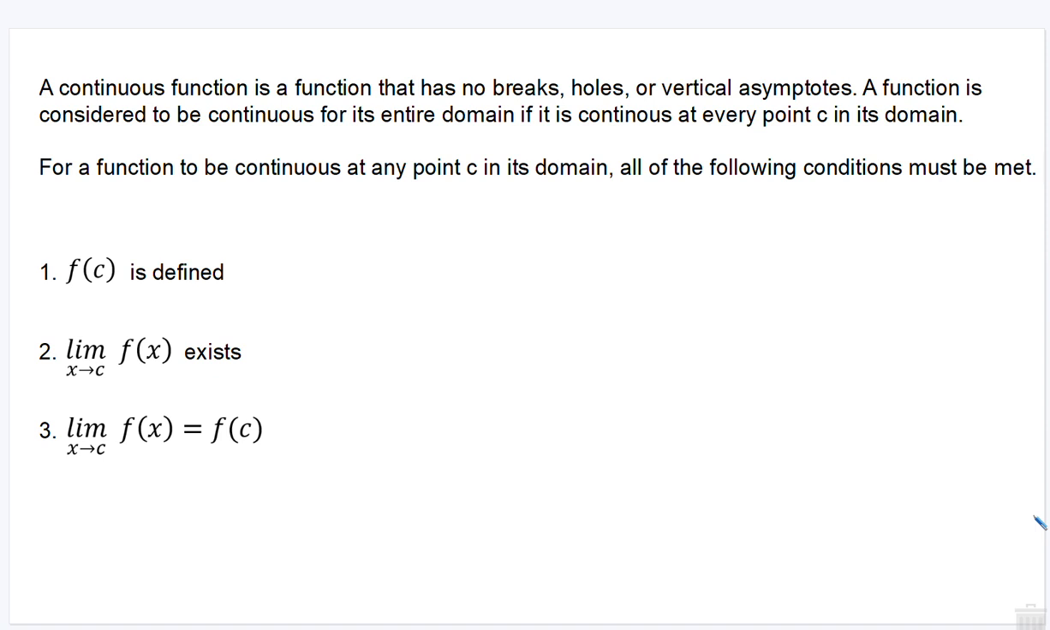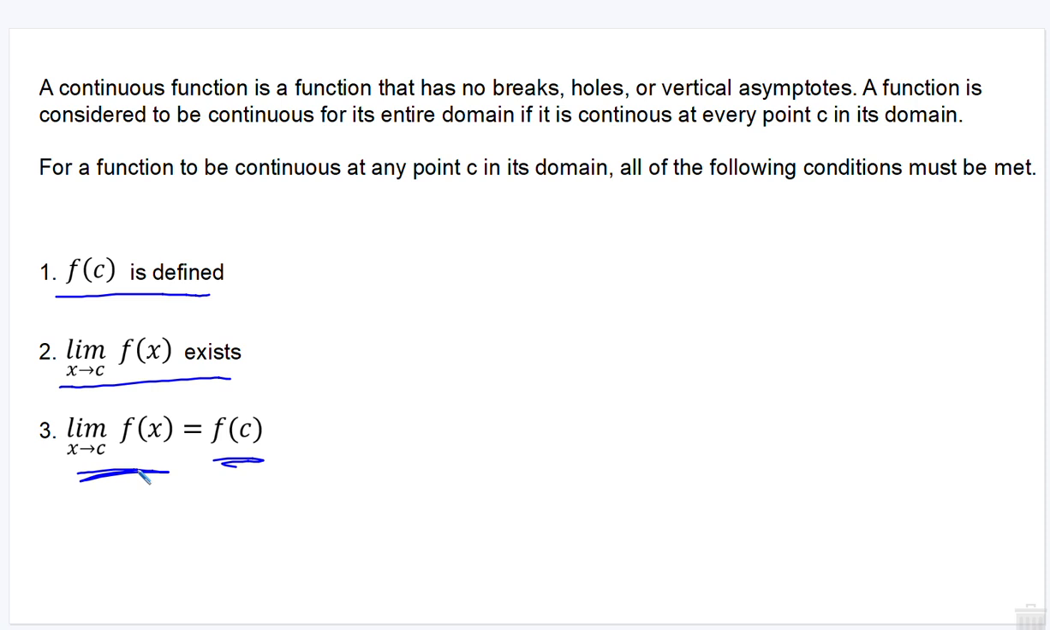One, the point has to be defined. f of C has to exist. It has to be defined. Number two, the limit as x approaches C of f of x has to exist. And number three, those two things, f of C and the limit as x approaches C of f of x, have to equal each other.